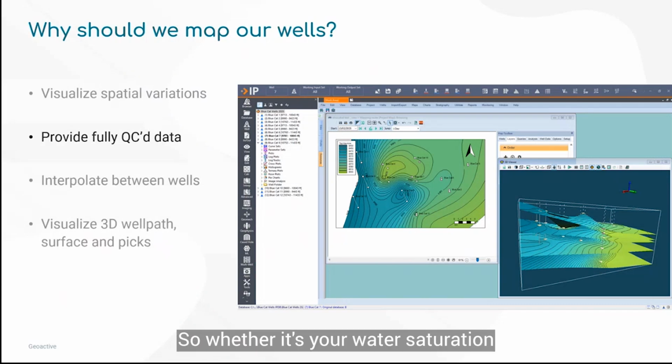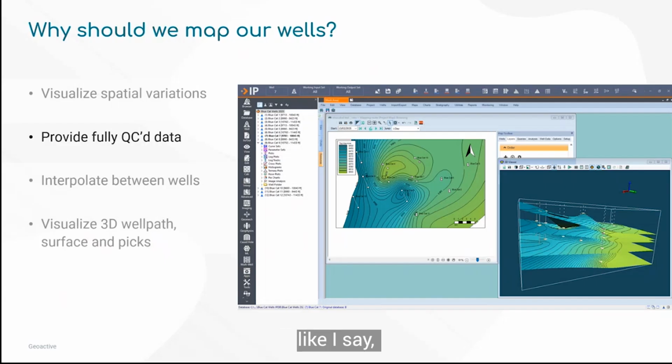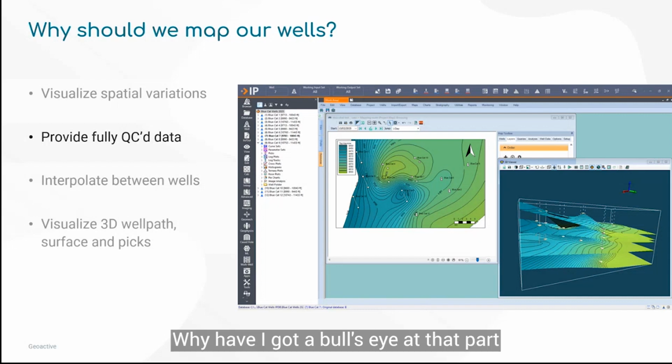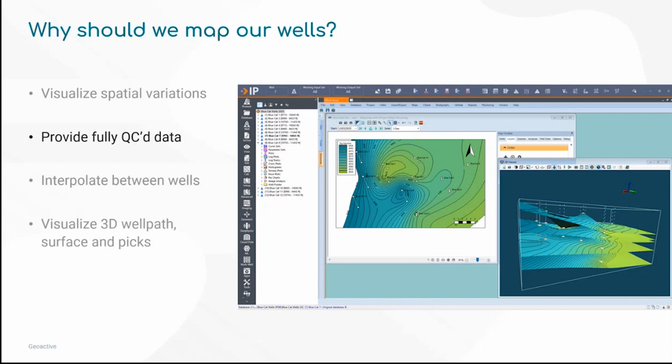So whether it's your water saturation or your porosity data or any kind of interpretation you've done, be it for your picks and tops or any of the other data, you can then visualize these and see, like I say, the trends, the anomalies, and QC fully, go back in and have an iterative step that goes from the visualization back into the analysis, have a look at the data again. Why does that look anomalous? Why have I got a bullseye at that part of the map? Can I explain it?